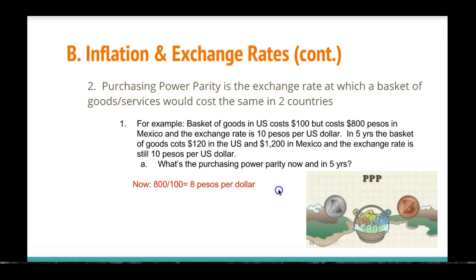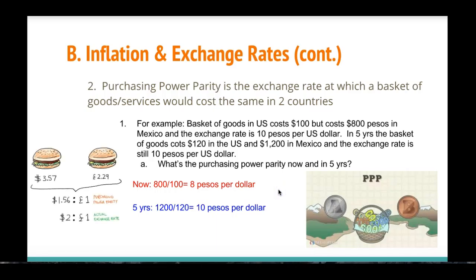Whereas in 5 years, what are you going to do? So stop and think about it. Pause the video if you need to. So if you figured out it should be 1,200 divided by 120, you would be correct. So that would mean 10 pesos per US dollar. That will give us the purchasing power parity in 5 years.